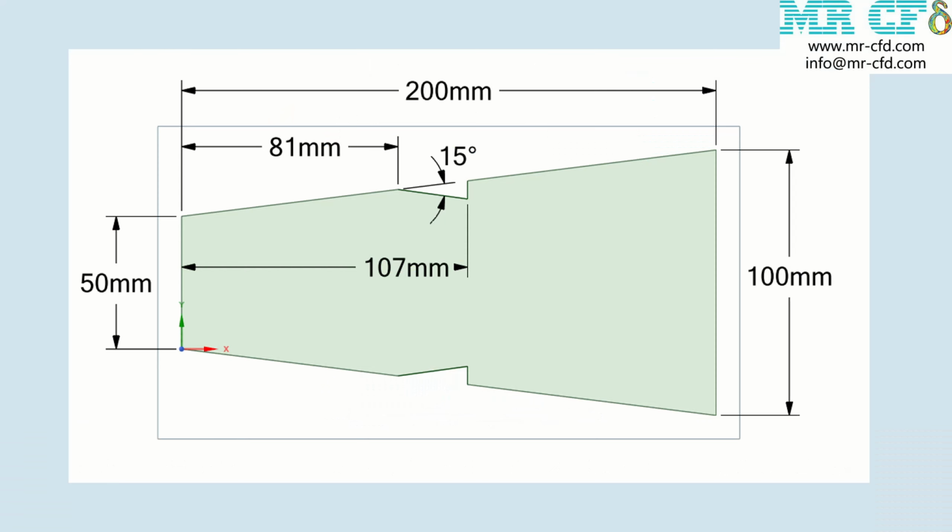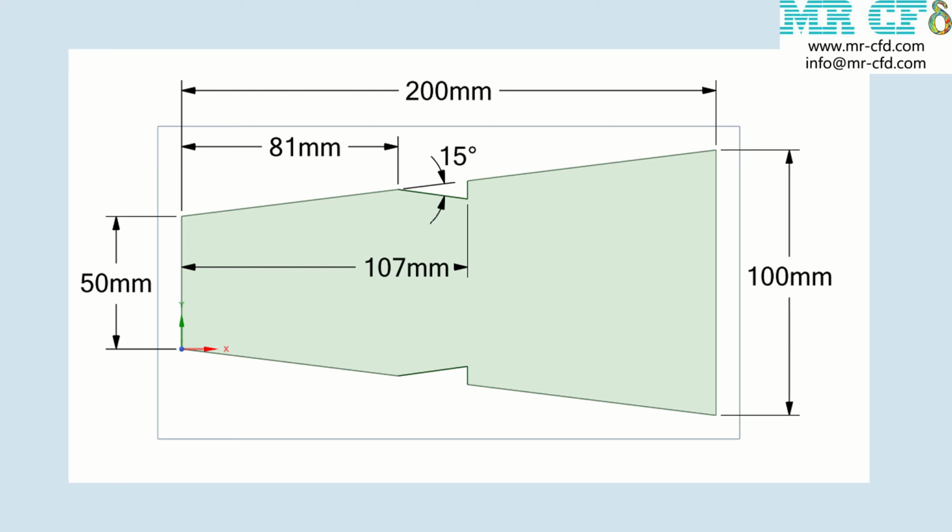Here, we can see the geometry that we will use for the simulation. This geometry will be analyzed under different conditions and with various algorithms for pressure-velocity coupling, as well as different discretization schemes. The channel has a variable width with an inlet width of 5 centimeters and an outlet width of 10 centimeters. The length of the channel is 20 centimeters.